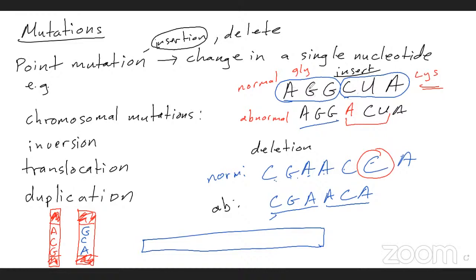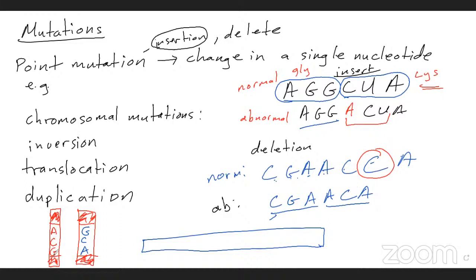All right, so the normal one, AGGCUA. In this one, it has an extra A. That's a mutation. In this one, I remove the C. It's deleted. That's a mutation. It's not the same as it was before.